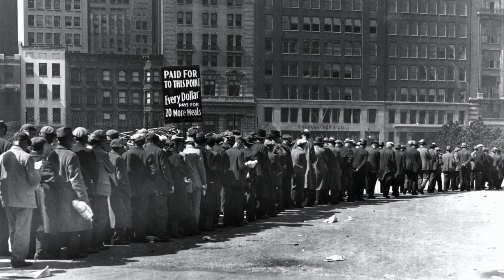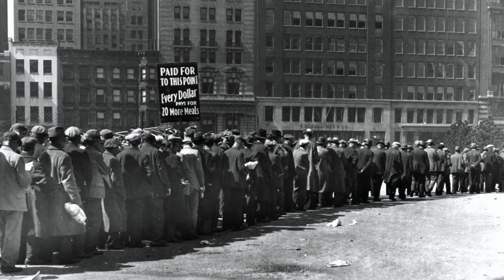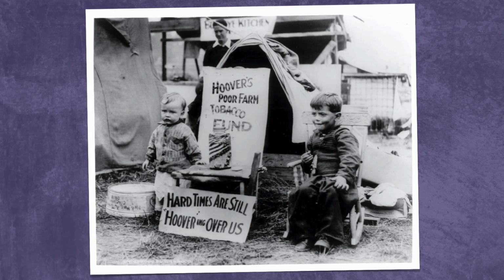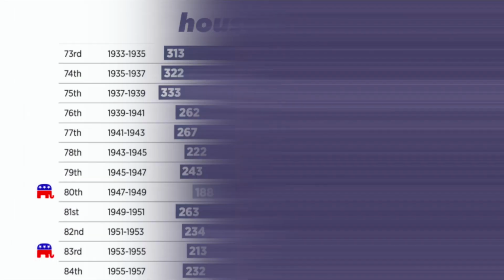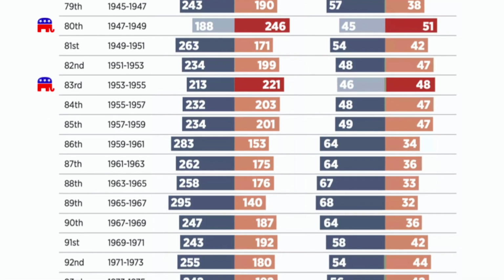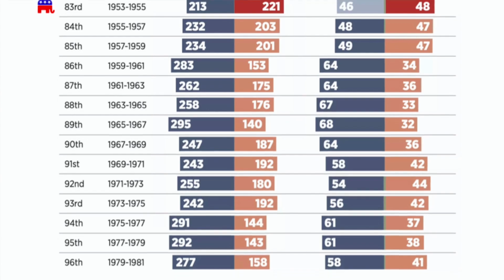So when the Great Depression hit and millions of Americans lost their jobs and savings, the GOP, specifically President Hoover, was blamed for not doing enough to help people who were unemployed. This led to a pretty rough patch for Republicans. Between 1933 and 1980, the GOP only controlled Congress for 4 years. But Ronald Reagan changed all of that.